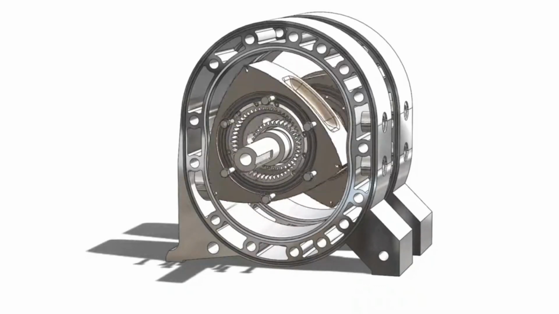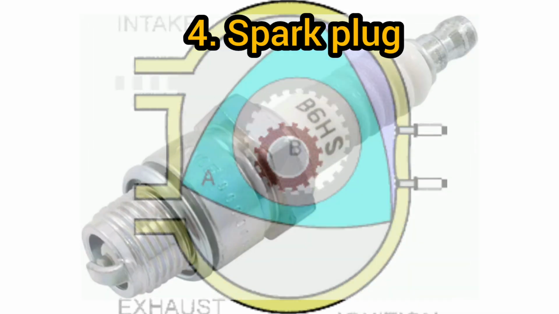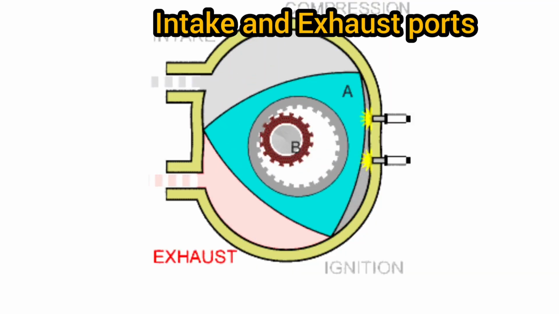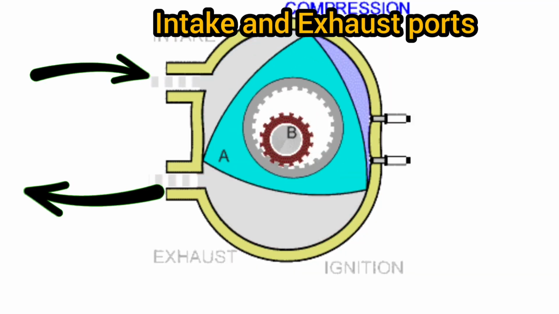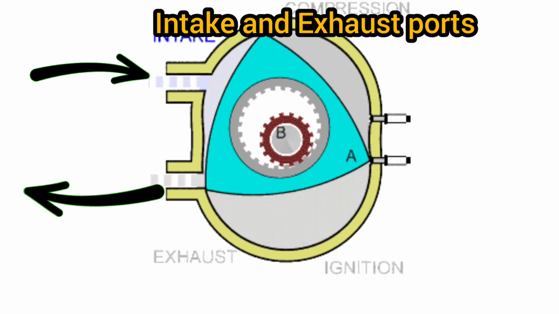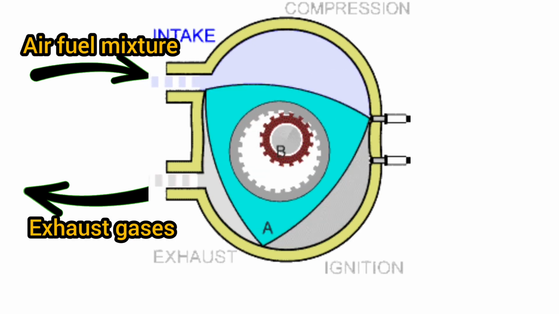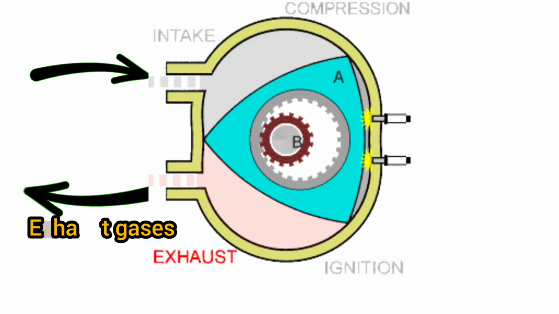4. Spark plug. Like in traditional internal combustion engines, the spark plug ignites the air-fuel mixture inside the combustion chamber. 5. Intake and exhaust ports. These are openings in the engine housing that allow the entry of air-fuel mixture and the exit of exhaust gases, respectively, as the rotor turns.